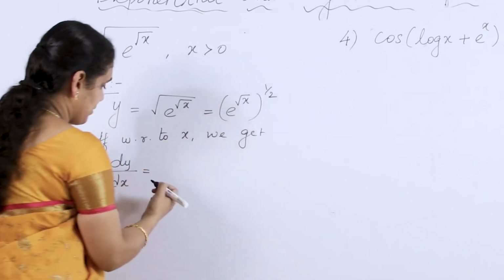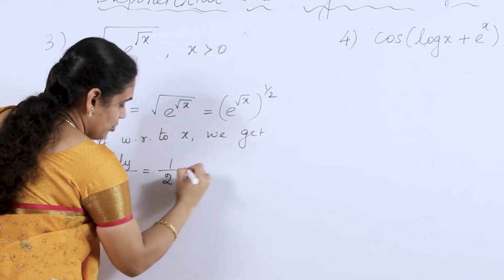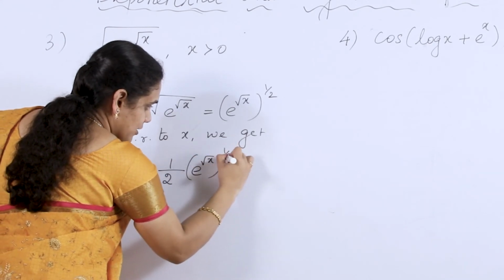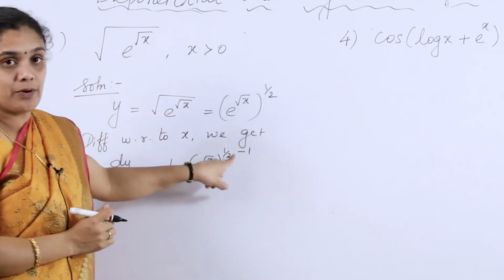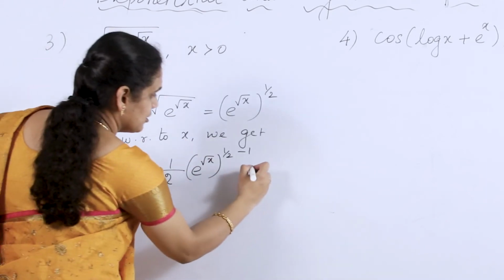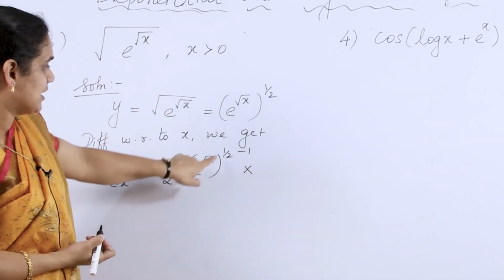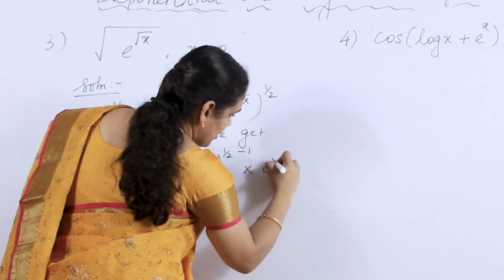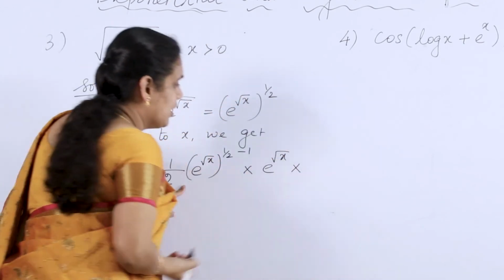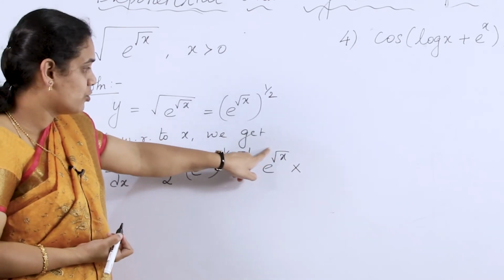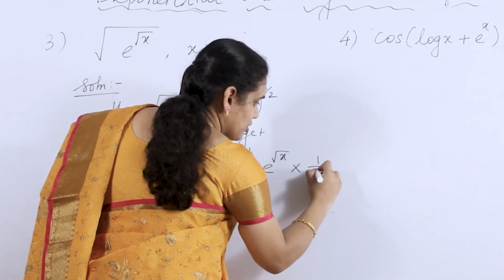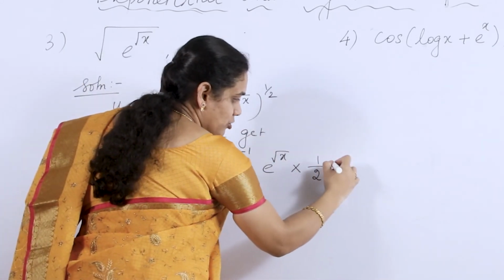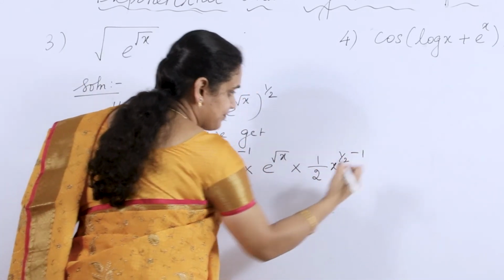First let us differentiate the power, that is 1 by 2 into e to the power root x whole to the power half minus 1, right? n into x to the power n minus 1. Okay, into. Then we differentiate this e to the power x. Derivative of e power x is e power x. Therefore, it remains the same, e to the power root x into. Now we have to differentiate this root x. Root x, how do we differentiate? 1 by 2, because it should be treated as half x to the power half. So 1 by 2 x power half minus 1.